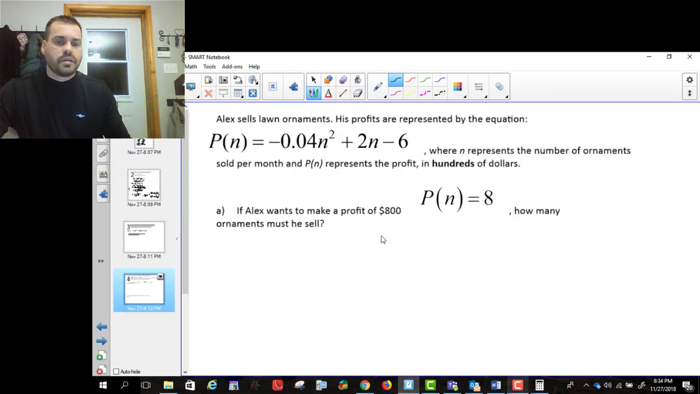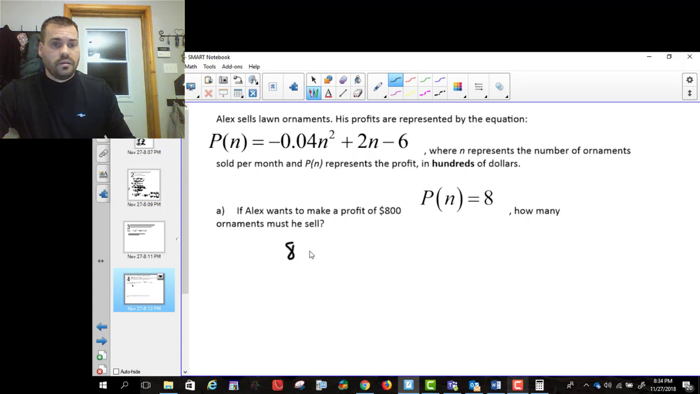Here's another example. This one's slightly different. It says Alex sells lawn ornaments and his profits are represented by this equation, where N is the number of ornaments that he sells, and P is the profit. But it's a profit in hundreds of dollars. So it says if Alex wants to make a profit of $800, how many ornaments does he have to sell? So it says P(n) equals 8.